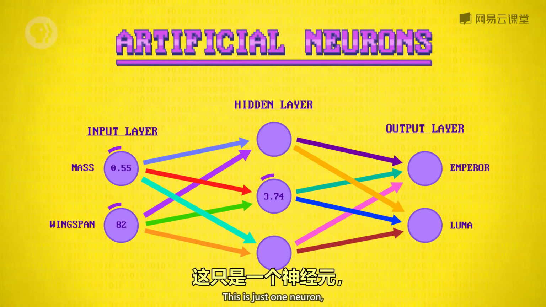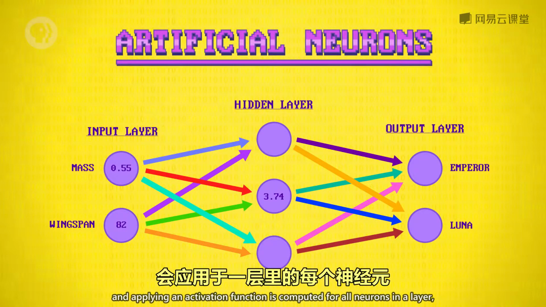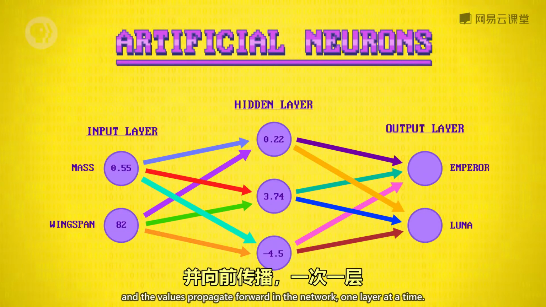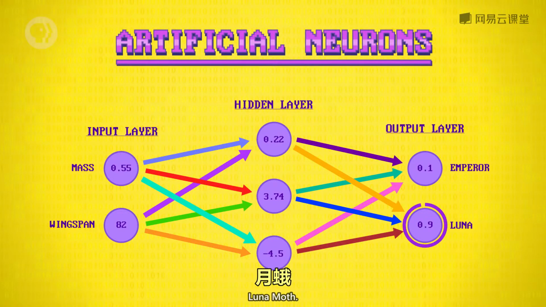This is just one neuron, but this process of weighting, summing, biasing, and applying an activation function is computed for all neurons in a layer, and the values propagate forward in the network one layer at a time. In this example, the output neuron with the highest value is our decision, lunar moth.